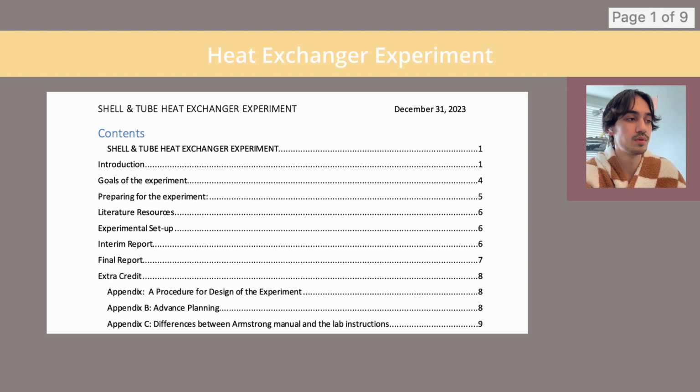CBE 320, Lab Experiment 2, Heat Exchanger, Shell and Tube specifically. We have an introduction, goals of the experiment, preparing, literature, resources, experimental setup, the interim report, the final report, and extra credit. There's also appendices A, B, and C. So this table of contents is very similar to the first lab.